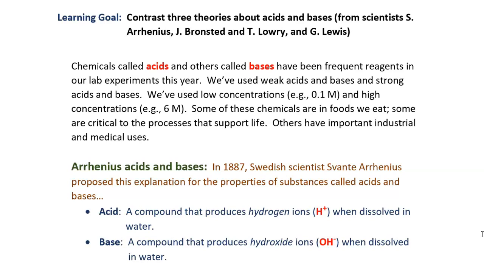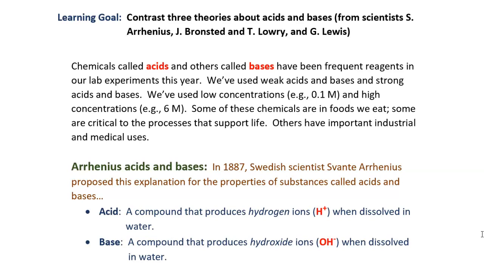Chemicals called acids and others called bases have been frequent reagents in our experiments this year. We've used weak acids and bases and strong acids and bases. We've used low concentrations, for example, the molarity may have been 0.1 molar, and we've also used high concentrations, for example, 6 molar. Some of these chemicals are in foods we eat, and some are critical to processes that support life. Others have important industrial and medical uses. So acids and bases are really important chemicals. Lots of uses, they're all around, but what are acids and bases?